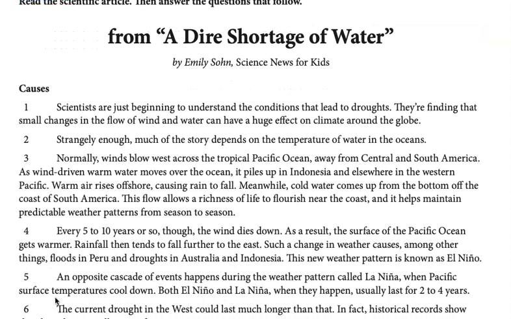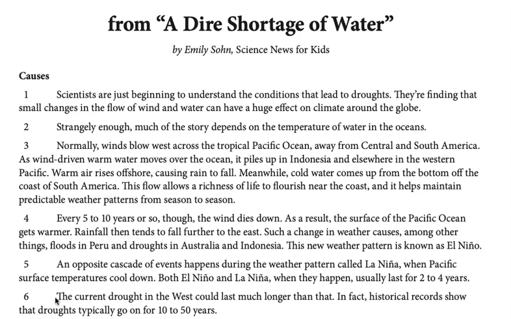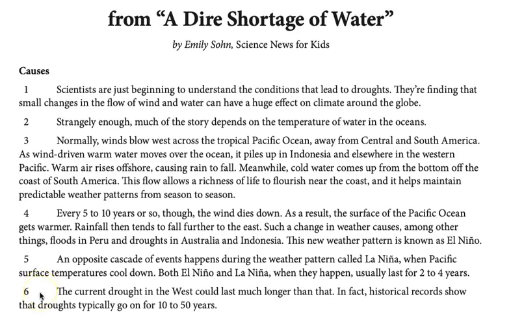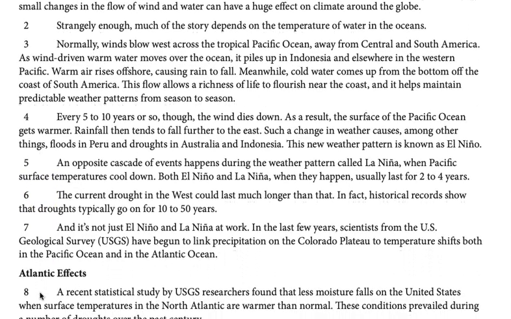From A Dire Water Shortage by Emily Zone, Science News for Kids. Causes. Scientists are just beginning to understand the conditions that lead to droughts. They're finding that small changes in the flow of wind and water can have a huge effect on climate around the globe. Strangely enough, much of the story depends on the temperature of water in the oceans.